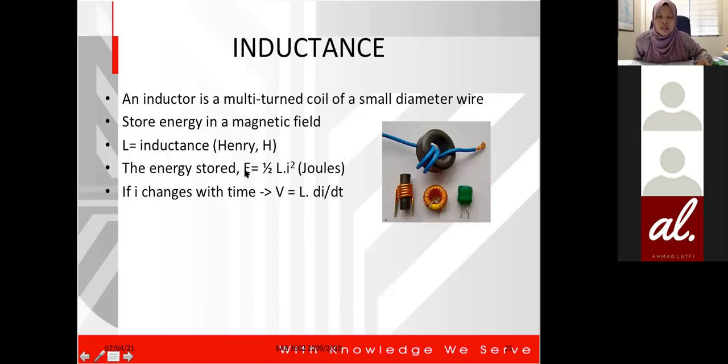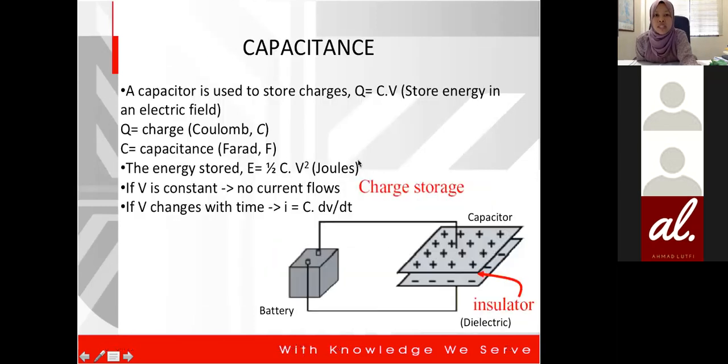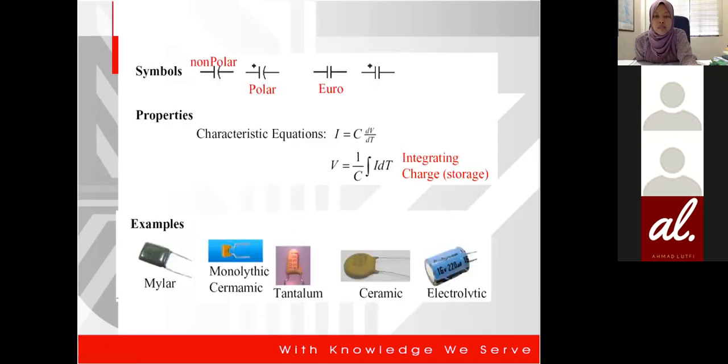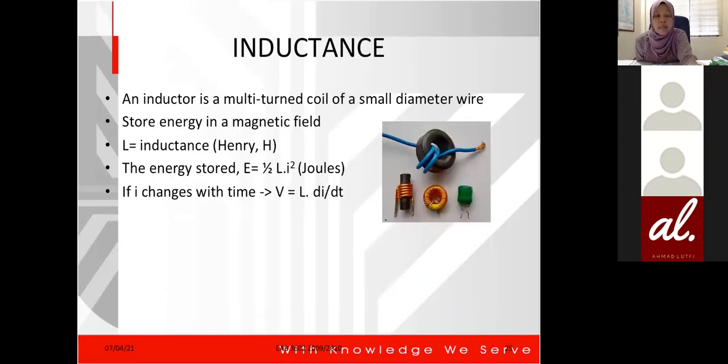The energy stored in the inductor is equal to 1/2 multiplied by L and multiplied by I, the current, to the power of 2. So if current changes with time, when current starts flowing inside the circuit, then voltage is equal to L di/dt. Inductor is similar, as capacitance also stores energy, but capacitance stores it in the form of charge, whereas an inductor stores energy in a magnetic field.